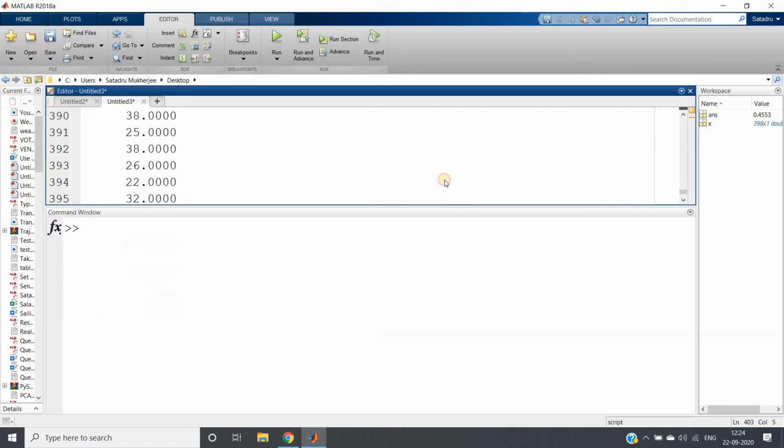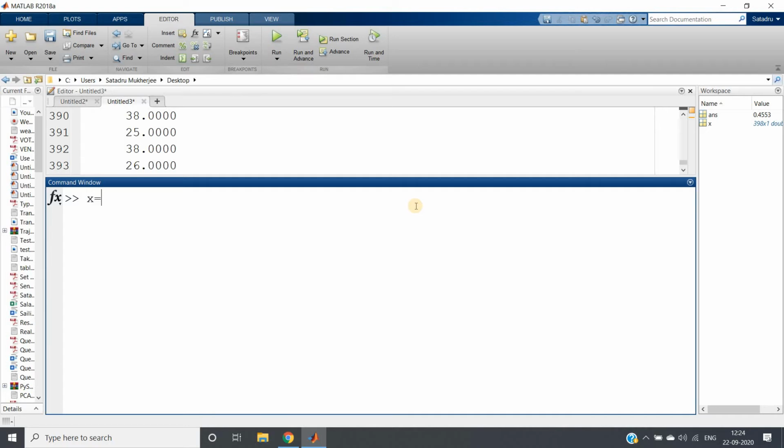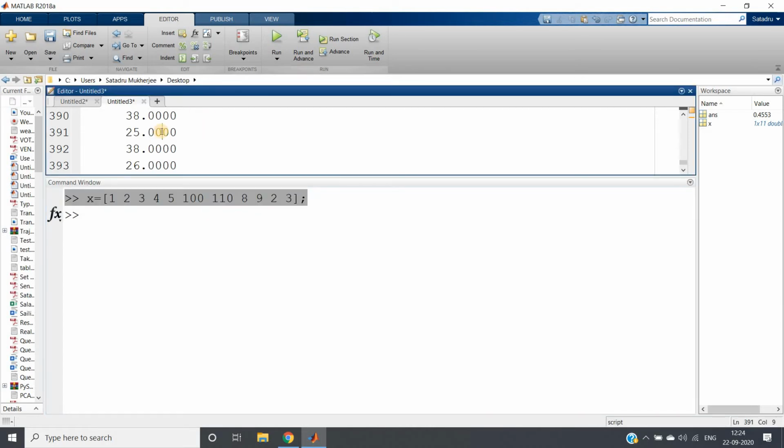Now coming to mean and median. Let me take one small data set: x equals 1, 2, 3, 4, 5, 100, 110, 8, 9, 2 and 3. Can you tell me what is happening with this data? Most of the data points are concentrated at smaller values, but some outliers are present, like 100 and 110. This is a smaller version of the data we have considered.